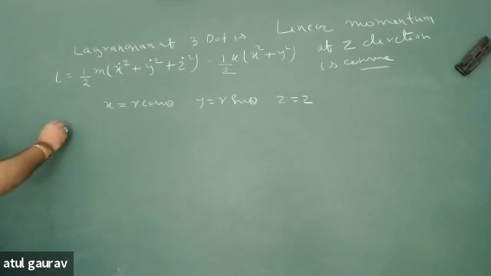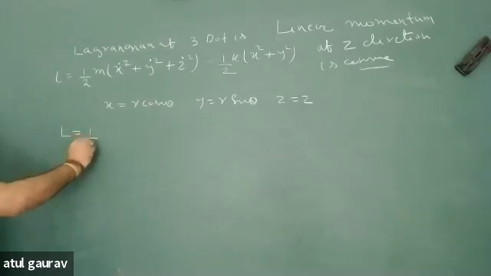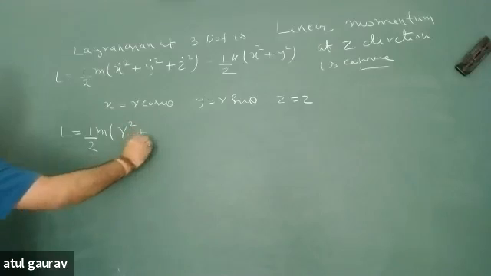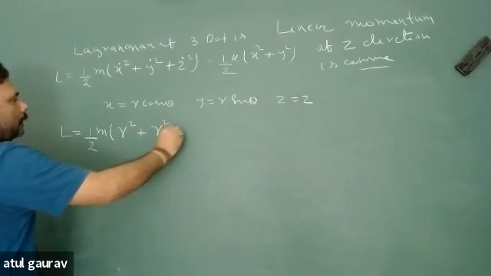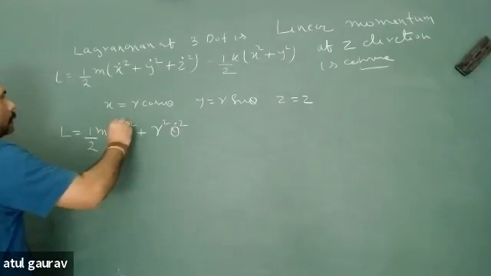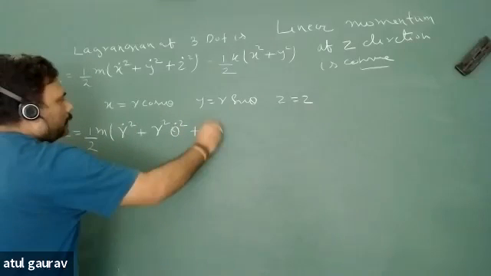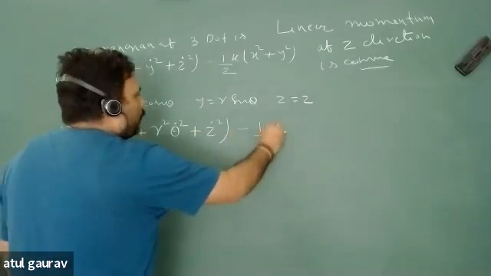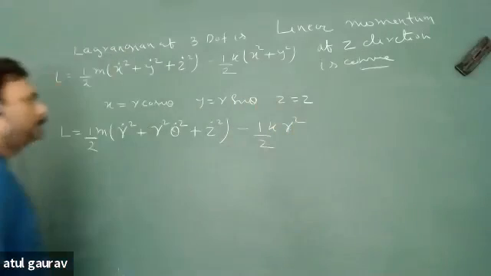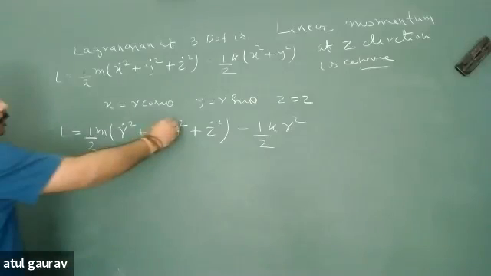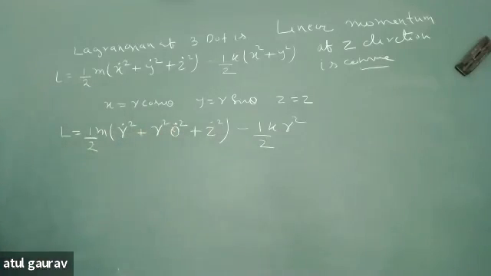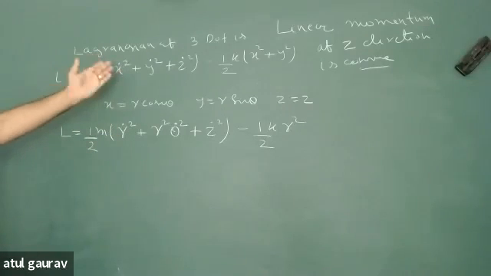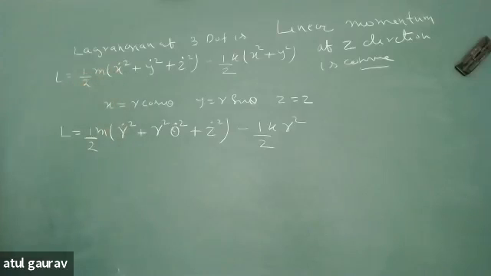And when you go for cylindrical coordinate, then this will be half m r dot square plus half m r square theta dot square plus half m z dot square minus half k r square. So now look at this particular problem. Now this is my Lagrangian of the same system, I have just transformed this coordinate system.